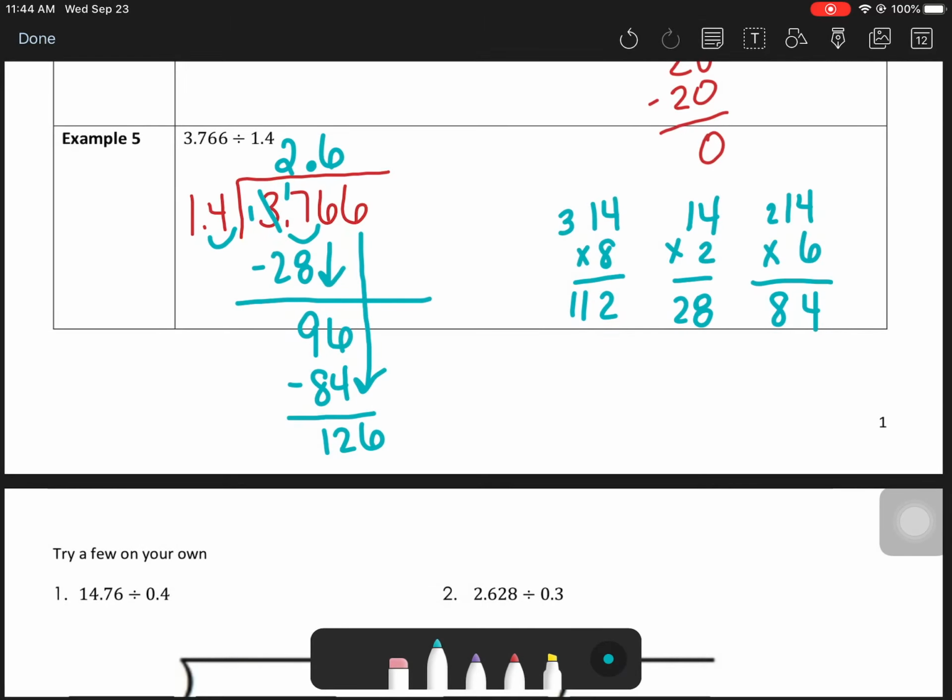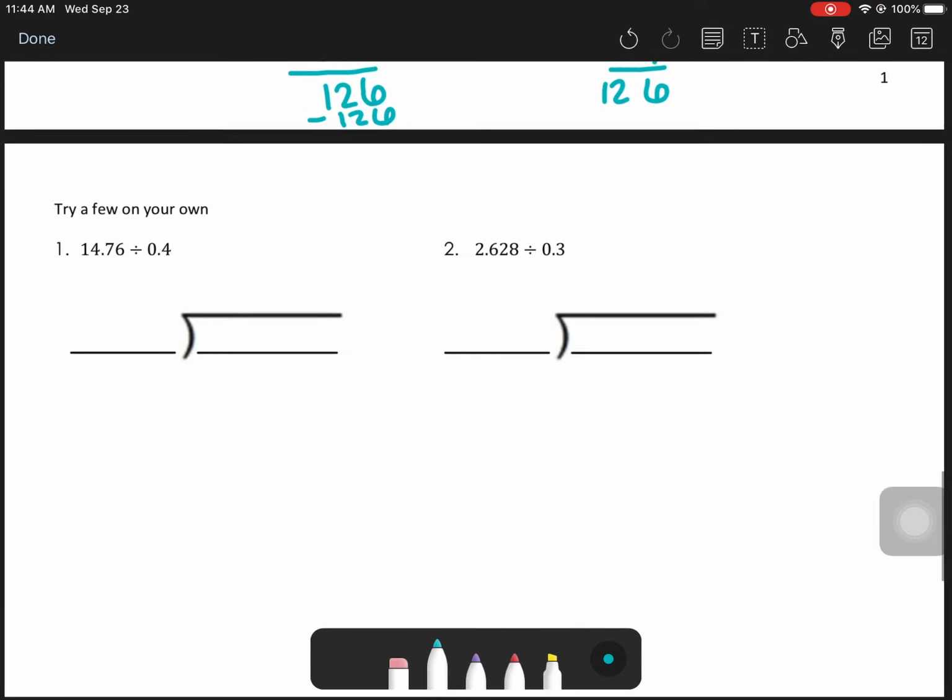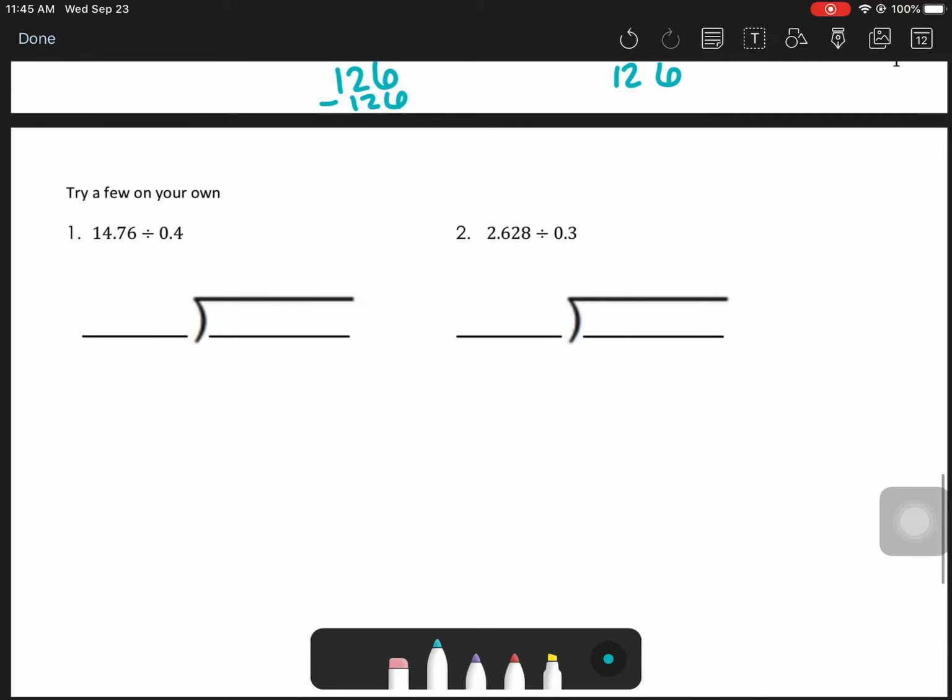So it looks like we need just a little bit more. So let's take 14 times 9, 36. 9 times 1 is 9, plus 3 is 12. There we go. So when we subtract, we get 0, and it looks like it's 2.69. So your job is to try these next couple on your own and do division with decimals.